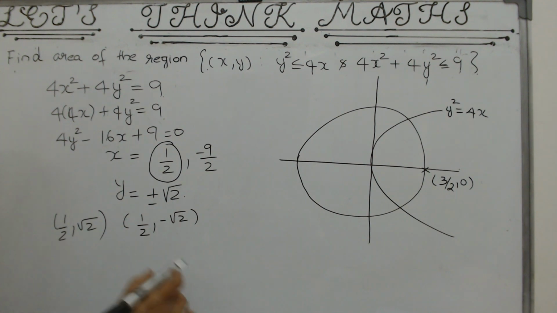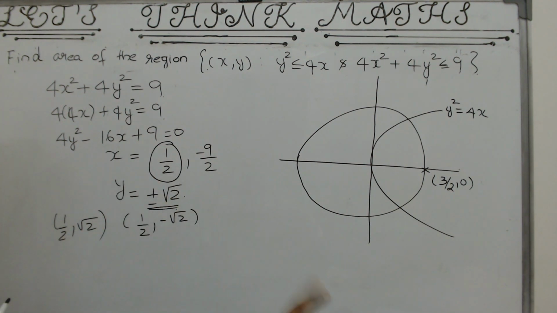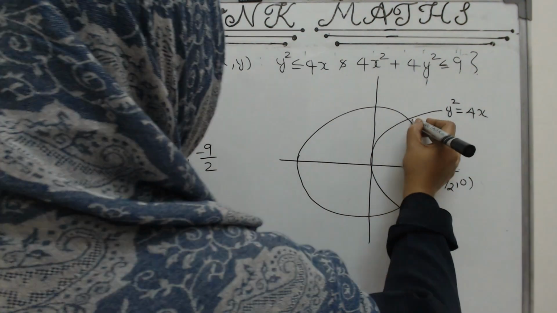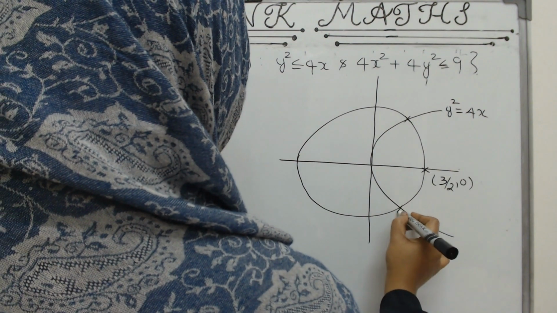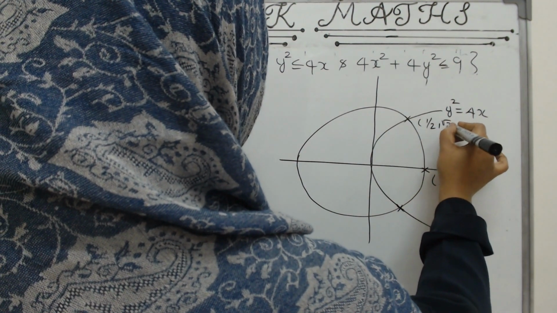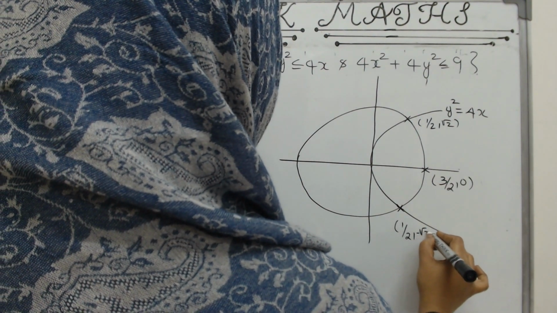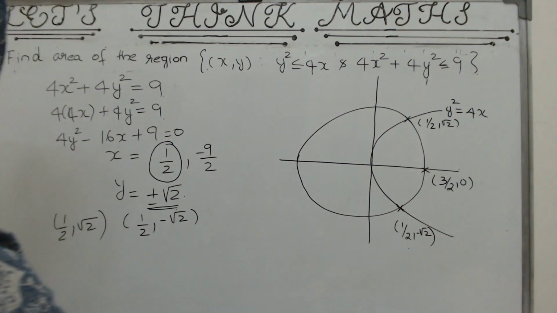Using this value, you will get 2 values for y. So you have 2 points. One is half and root 2. The other one is half and minus root 2. Why 2 points? Do you understand why 2 points? Because it intersects at 2 points. So one point here will be half root 2 and the other point here in the negative side of y will be half minus root 2. So this is the point of intersection.